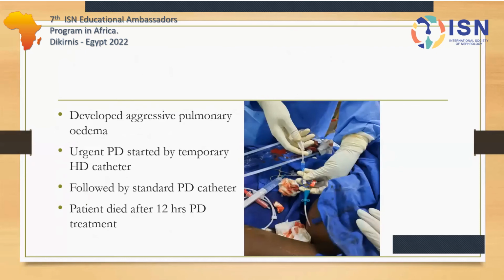In the meantime, we started him with a temporary hemodialysis catheter, because at that point of encounter we didn't have the standard peritoneal dialysis catheter, but we got it the next day, and the boy continued his peritoneal dialysis. Unfortunately, he died after 12 hours of peritoneal dialysis because he developed aggressive pulmonary edema, and we intubated. We have done everything possible, but again, it's just not a suitable case for peritoneal dialysis.